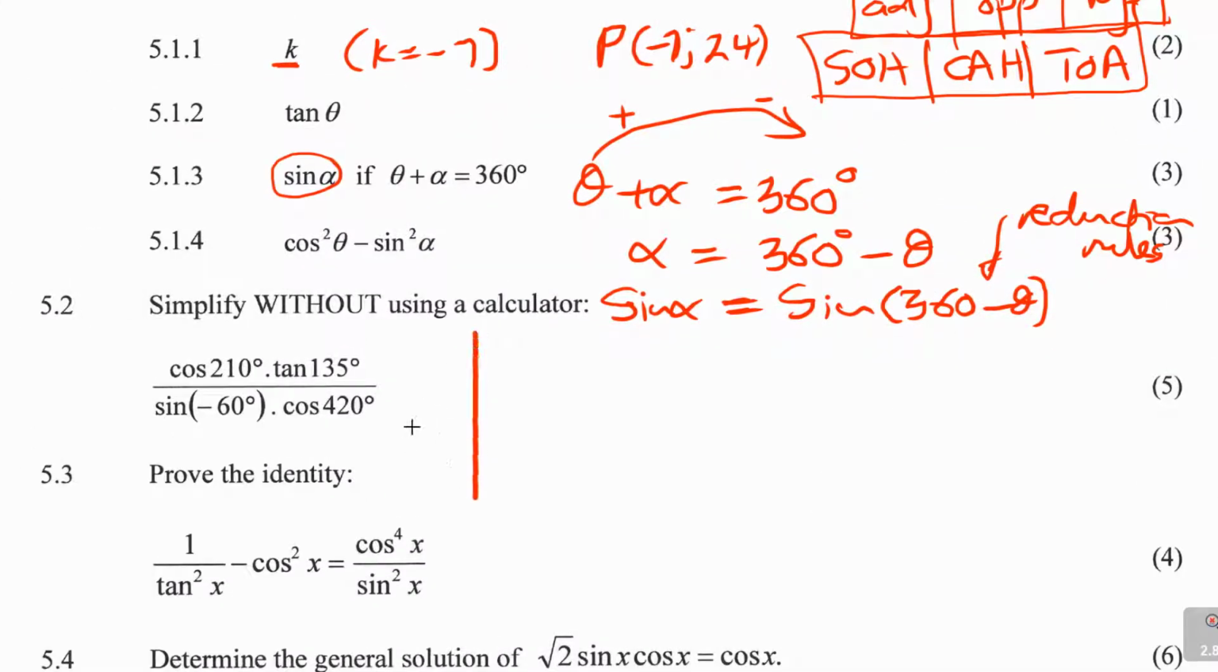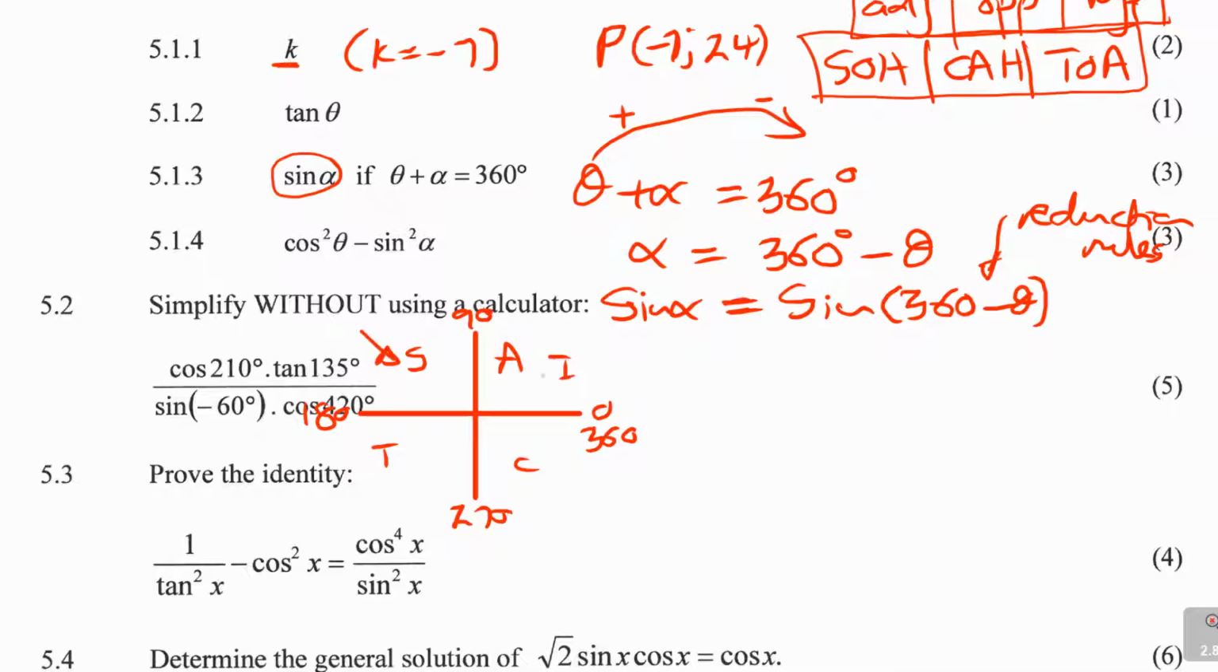Cartesian plane here, when you come to the reduction rules, remember: all students take chemistry, and then you've got 0, 90. You need to know this. It must be at the tip of your fingers. 270 and 360, and you need to know the reduction rule for the second.